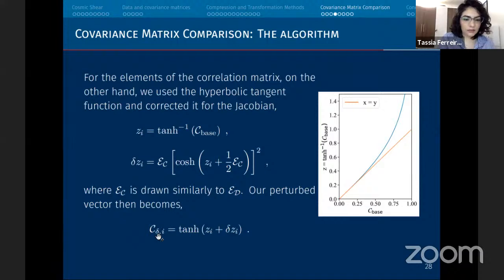Sorry, this is all different actually. There should be an inverse here, and the C here is then for the element of the correlation matrix. Okay, so this is never going to go to 1 because there's an asymptotic limit here, but the point is that the perturbation falls more smoothly. You know, there's no hard cuts here.